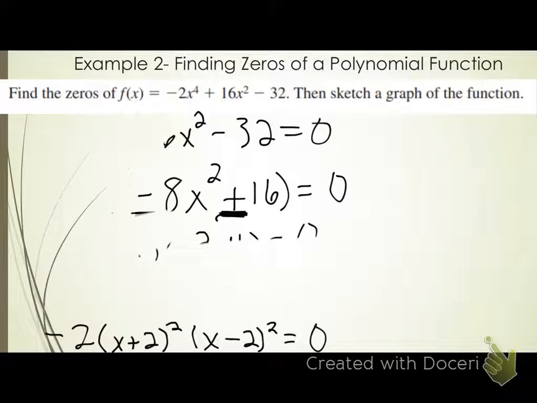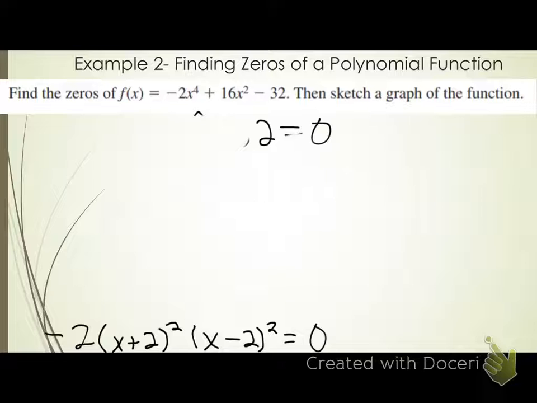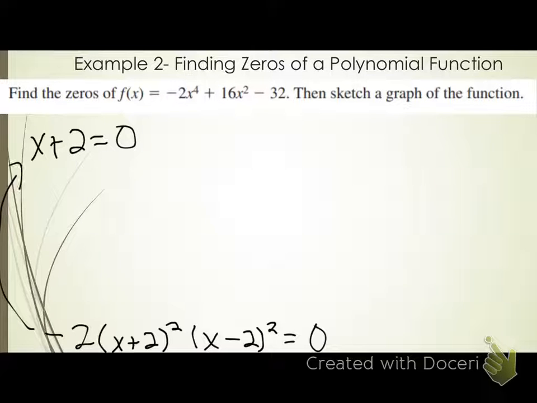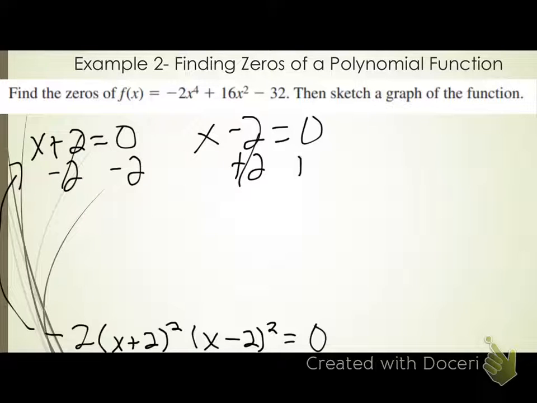Okay, now I need to solve this. Set my factors equal to 0. So I'm going to do x plus 2 equals 0, x minus 2 equals 0. How do I solve these? Subtract 2 and add 2.